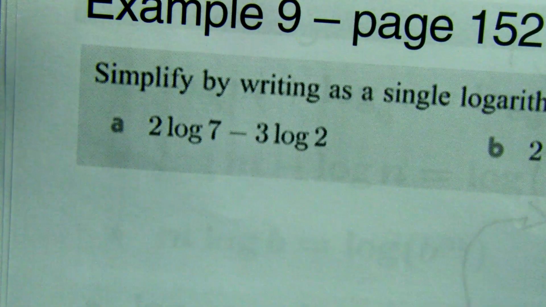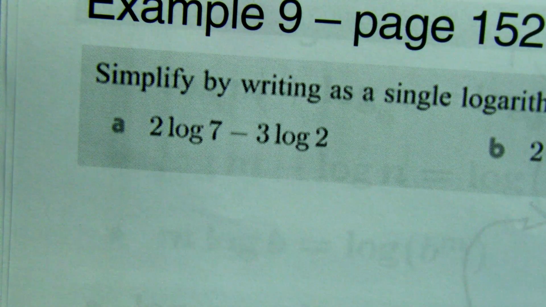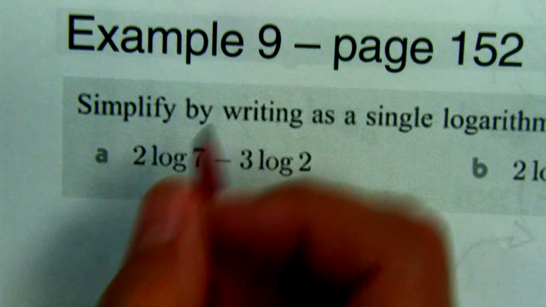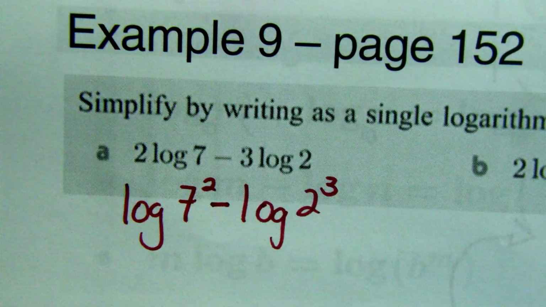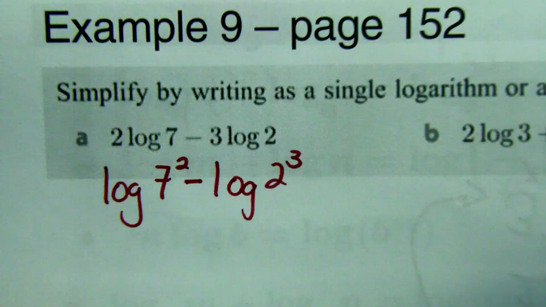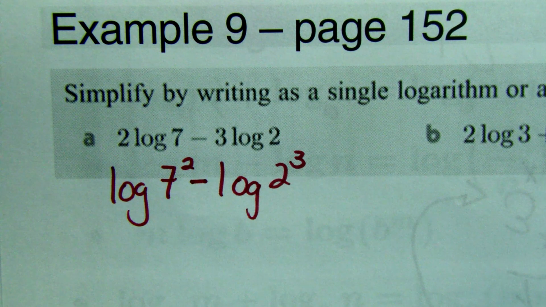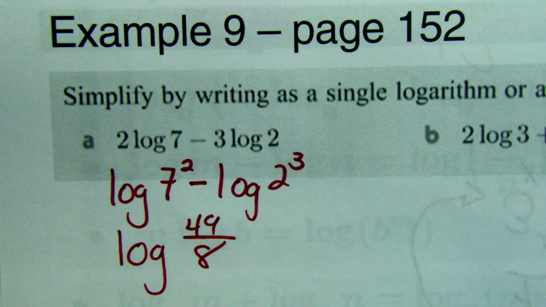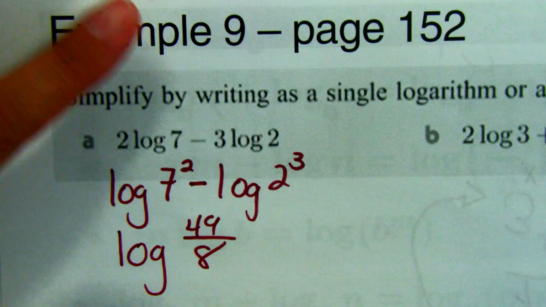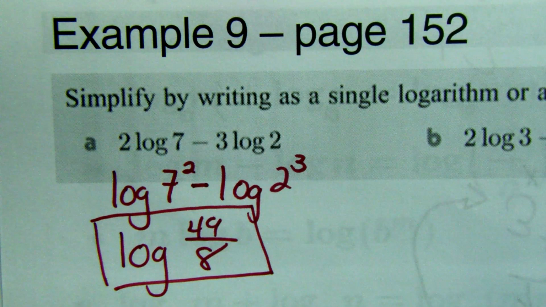So, as the property said, if I have a coefficient, it becomes an exponent. Page 152, example 9. So I'm going to rewrite log base 10 of 7 squared minus log base 2 to the third. Any questions on how I got that? Everyone's subtraction is what property? So this becomes log of 49 over 8. 7 squared is 49, 2 cubed is 8. That is your final answer. Questions?